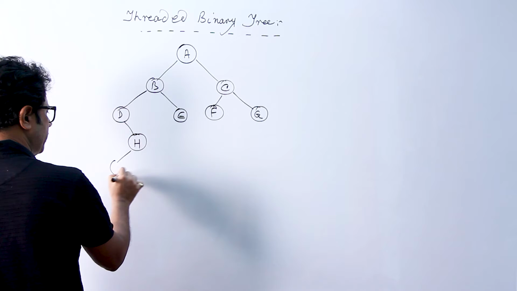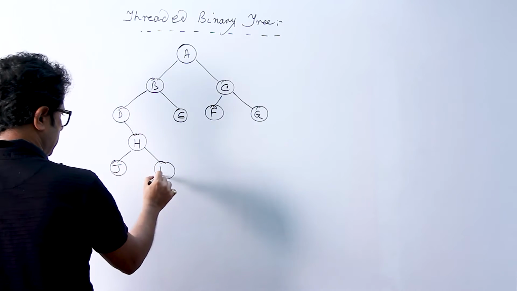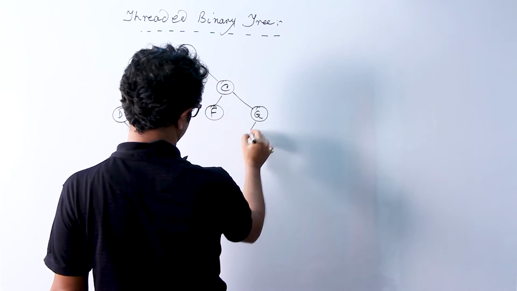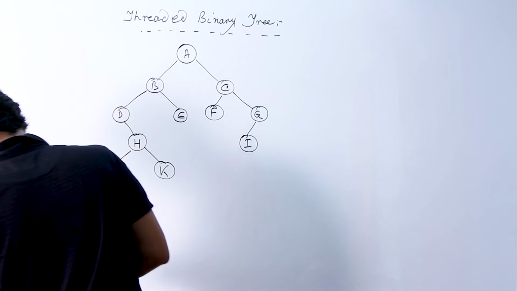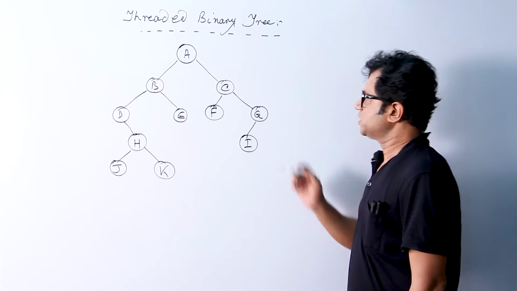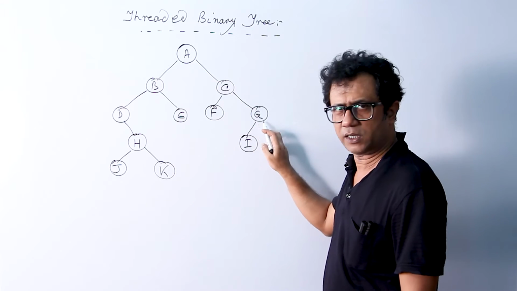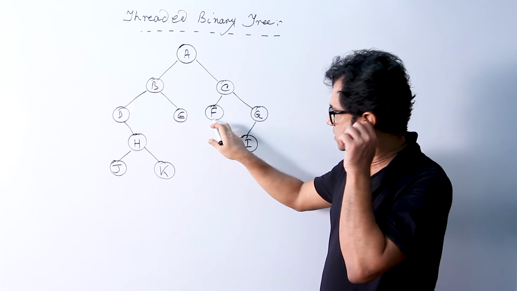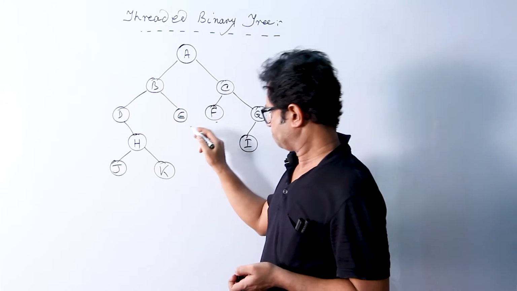H has two children on the left and right, that is J and K, and G has one child, the left child, I. So suppose this is a binary tree. You can see that this has two children, this has two children, but G has only one child. F has no children. Since F has no children, it can be called a leaf node of the binary tree.